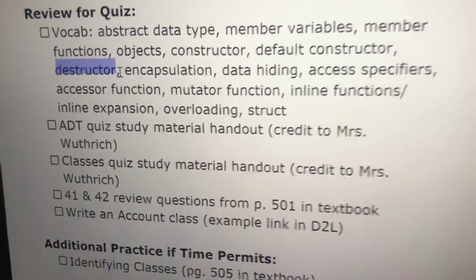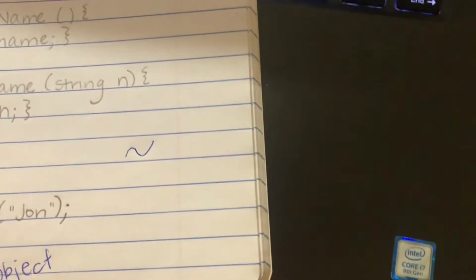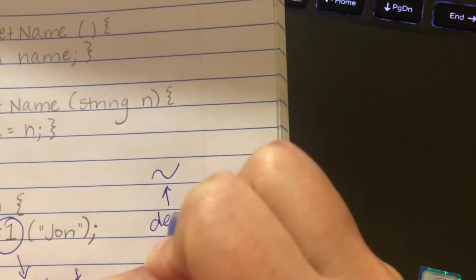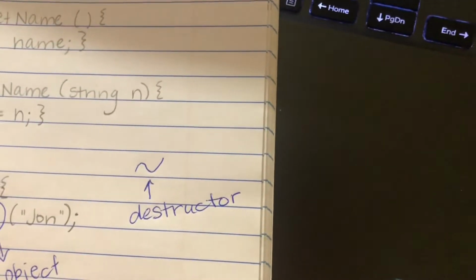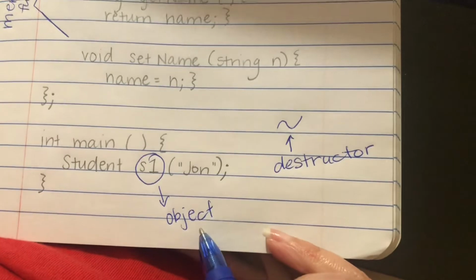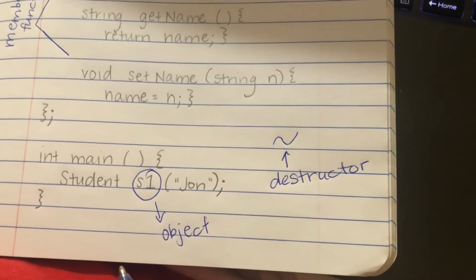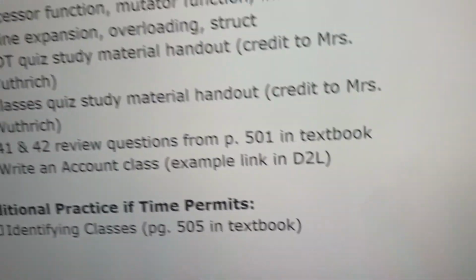And you make a destructor very similar to how you make a constructor, but you put this little squiggle, tilde, in front of it. So this is the symbol that makes it a destructor. And we use a destructor to delete an object, right? An instance of a class. So this created it, and I would use the tilde to delete it. Okay?